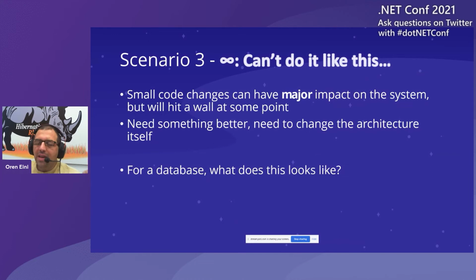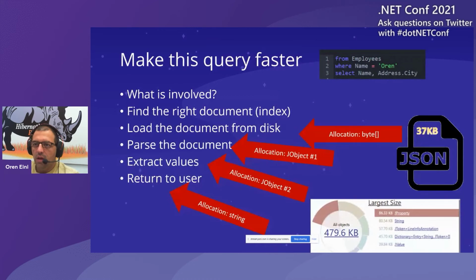Now, the problem here is that you can make those changes all the time, but eventually you hit the wall, and we need something better. We need an architectural difference itself. So here is a typical query. This is the collection, here is a query, and do some projection from that.